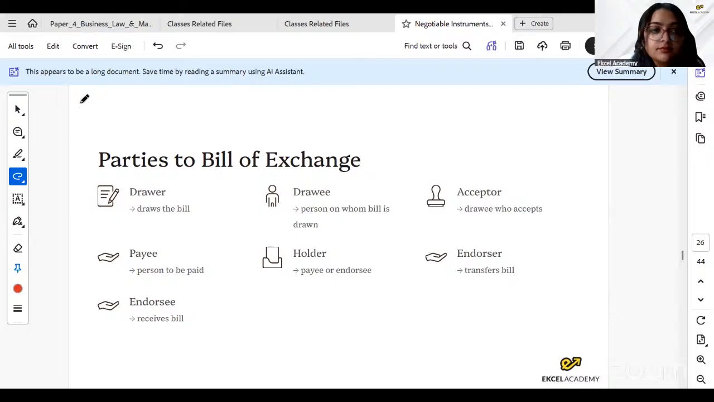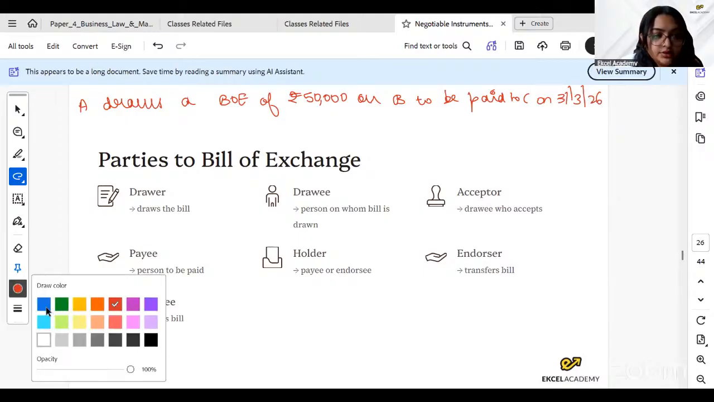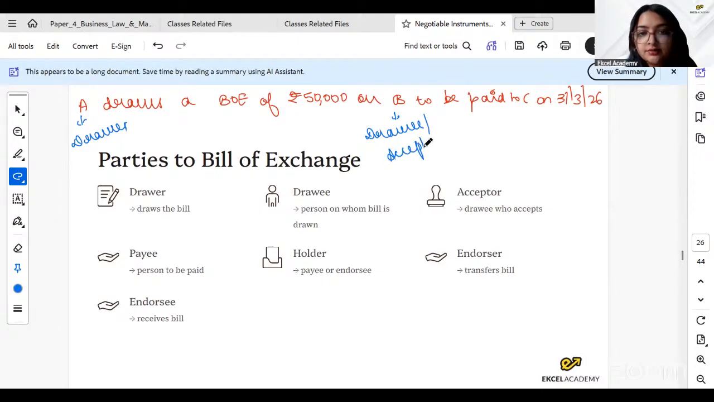Okay, so now A draws a bill of exchange of rupees 50,000 on B to be paid to C on 31/3/26. Okay, now let us start identifying your parties. The first one, drawer, is the one who draws the bill. So A is your drawer, correct? Drawee, the person on whom the bill is drawn. B becomes your drawee. Acceptor is the drawee who accepts. So B is also the acceptor. Payee is the person to be paid. C is the person to be paid, or payee. Holder is the payee or endorsee. So in this case, C is the holder.